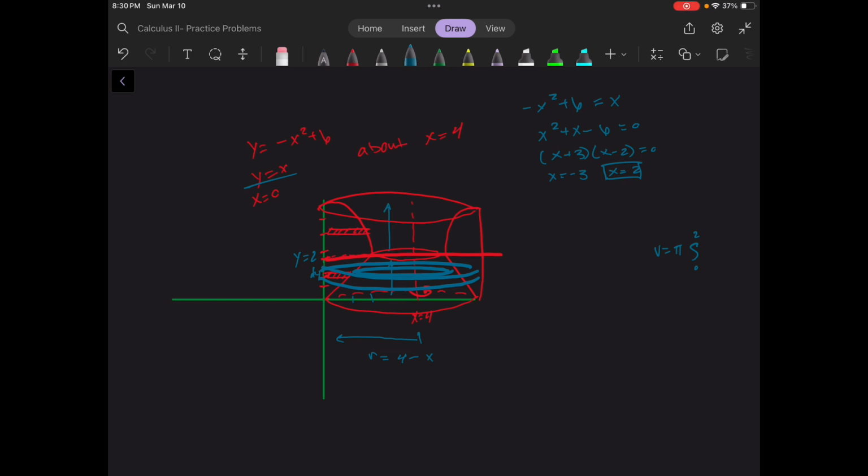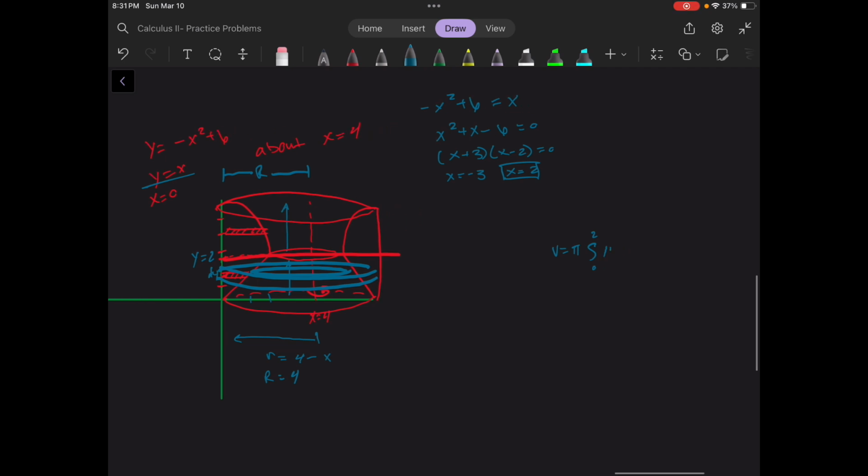Okay, furthermore, we need big R. Looks like big R is constant throughout the entire thing. This displacement right here is big R. Big R does not change. It looks like it is a constant 4, right? It's 4 minus 0. So we're going from big R squared, 16, minus little r squared, 4 minus, since we have dy's, we want a function of y, not x. So 4 minus y squared dy, right?